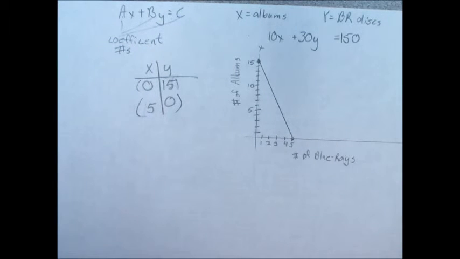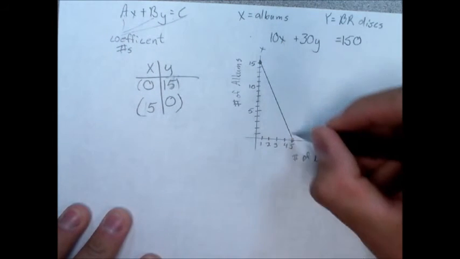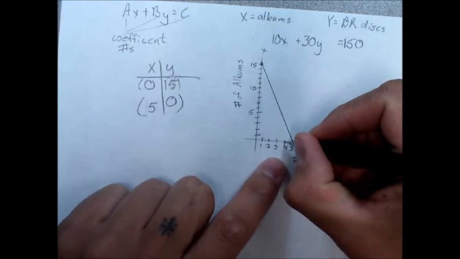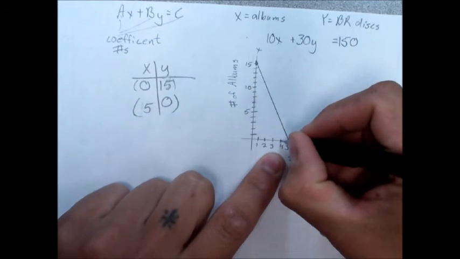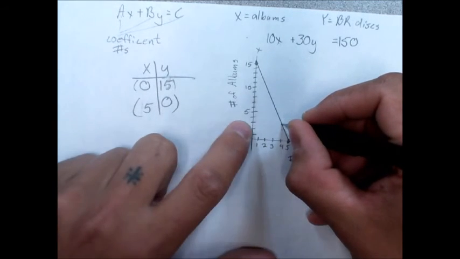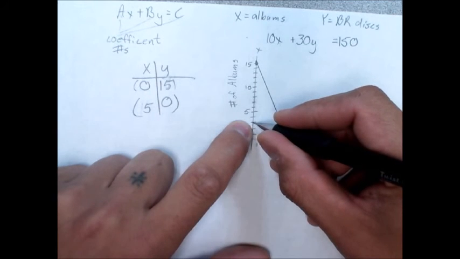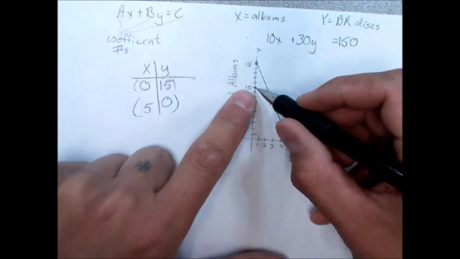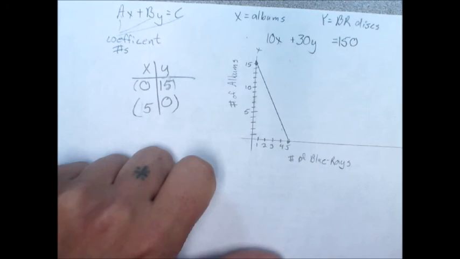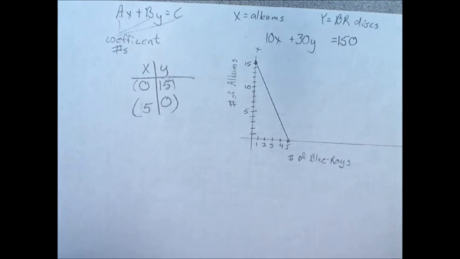Okay, at some point, they might ask you, what is the line standing for? What does it mean? So, the line stands for any combination of Blu-ray discs and albums that you can buy. So I want to look at, if I bought 4 Blu-rays, I just follow this up, how many albums could I buy? Well, if I buy 4 of those, then I could buy 3 of these. See? What if I bought 10 albums? Well, then I could buy 2 Blu-rays. Okay? So it tells me any combination of the 2 that I could buy.